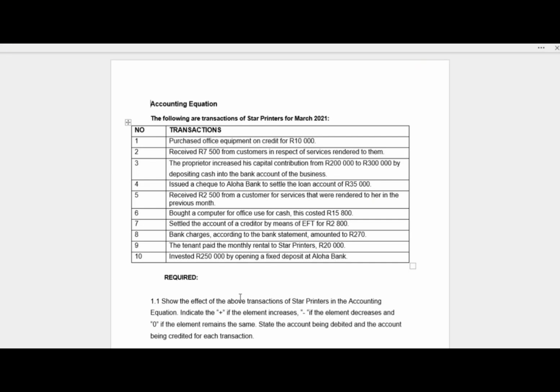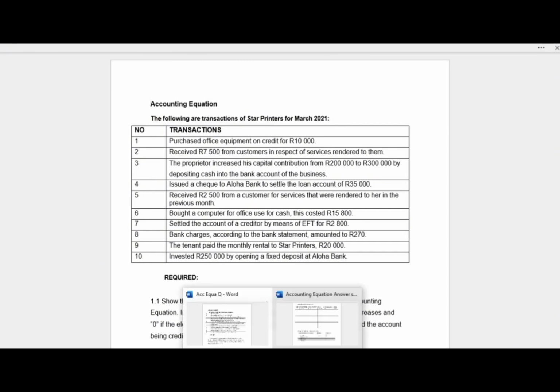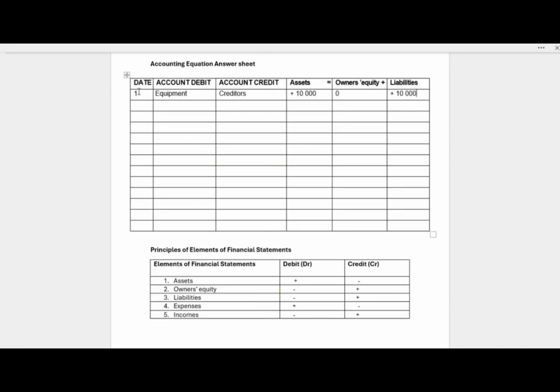So let's go and record this transaction of 7,500, transaction number 2. The 2 accounts affected are bank and services rendered. So bank is an asset, and it's increasing because we are receiving money. The balance in the bank will increase because we are receiving money, right?